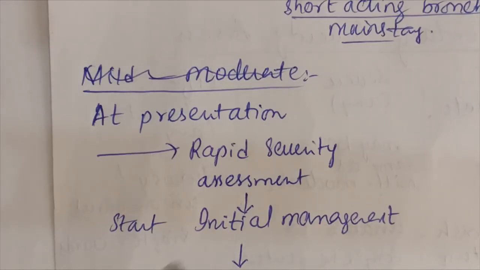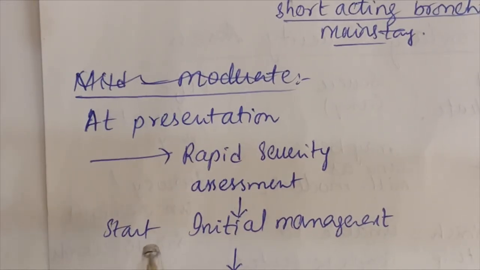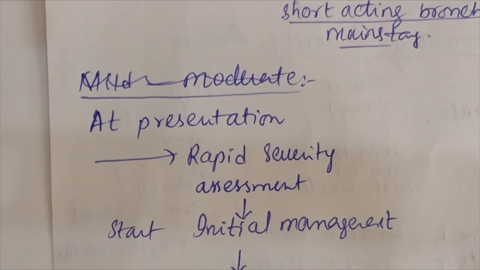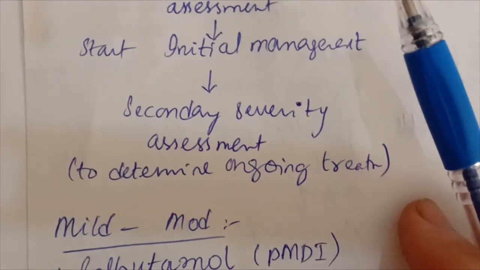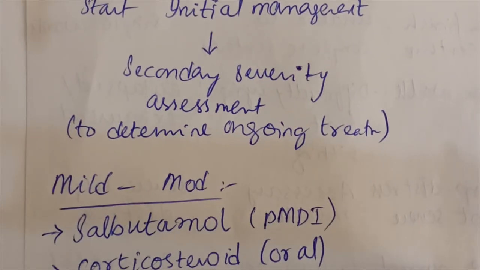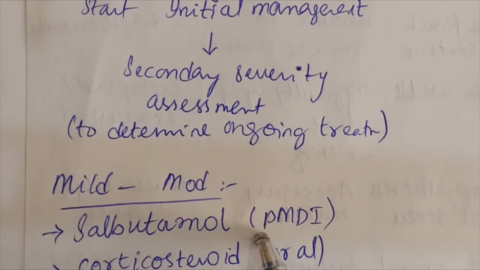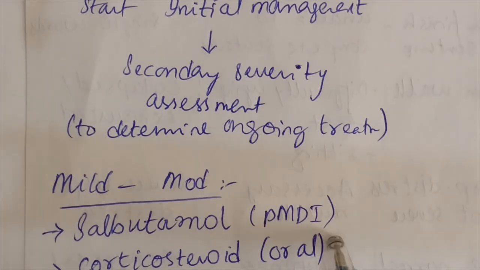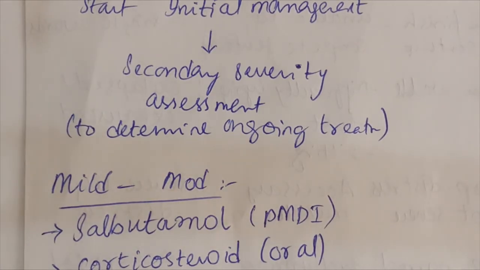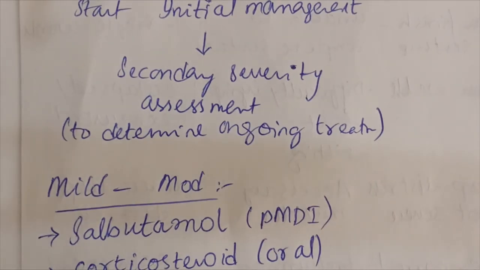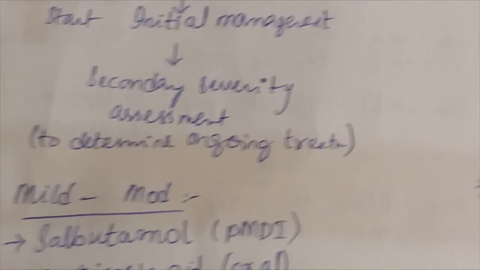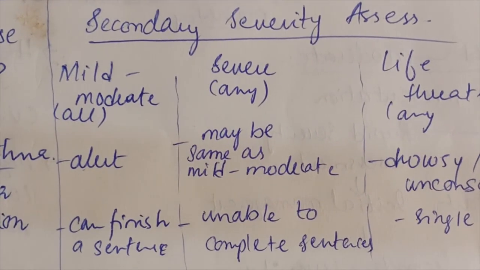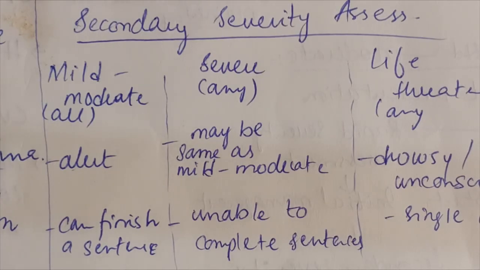So at presentation, we are going to give the patient a rapid severity assessment, and then we are going to start the initial management. Then we are going to go towards the secondary severity assessment to determine the ongoing treatment, to check if the treatment is right. So what is the secondary severity assessment? In secondary severity assessment, we are going to assess the patient in a little bit more detail.